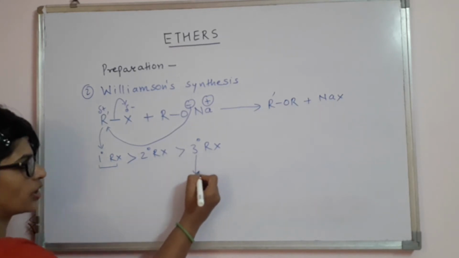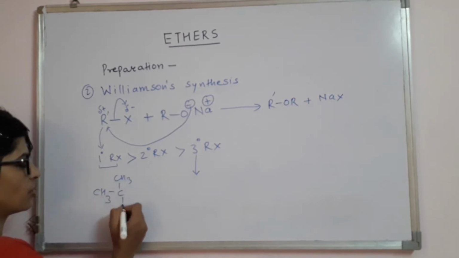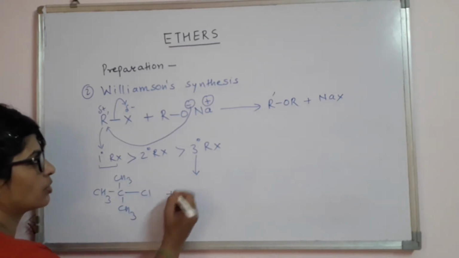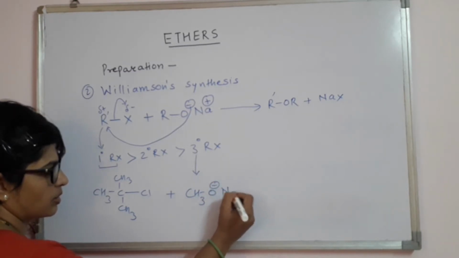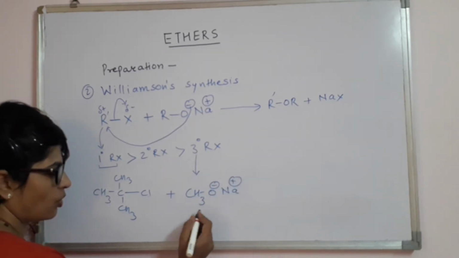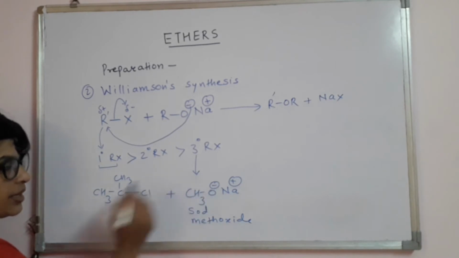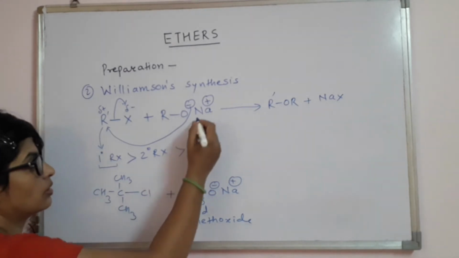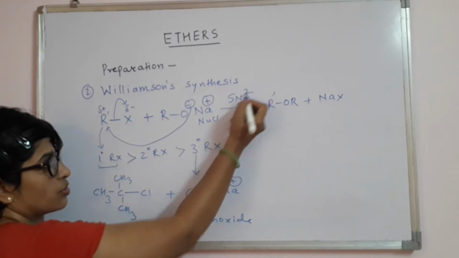But if by mistake you take a tertiary alkyl halide, suppose I take tertiary butyl chloride for example, and I am going to take a primary group over here like CH3O minus Na plus. So what is this known as? Sodium methoxide. Okay, you all must know these names also. You should be knowing these things. Sodium methoxide is a base. It is a base as well as a nucleophile. Now here it is acting as a nucleophile because it's going to be a nucleophilic substitution reaction.